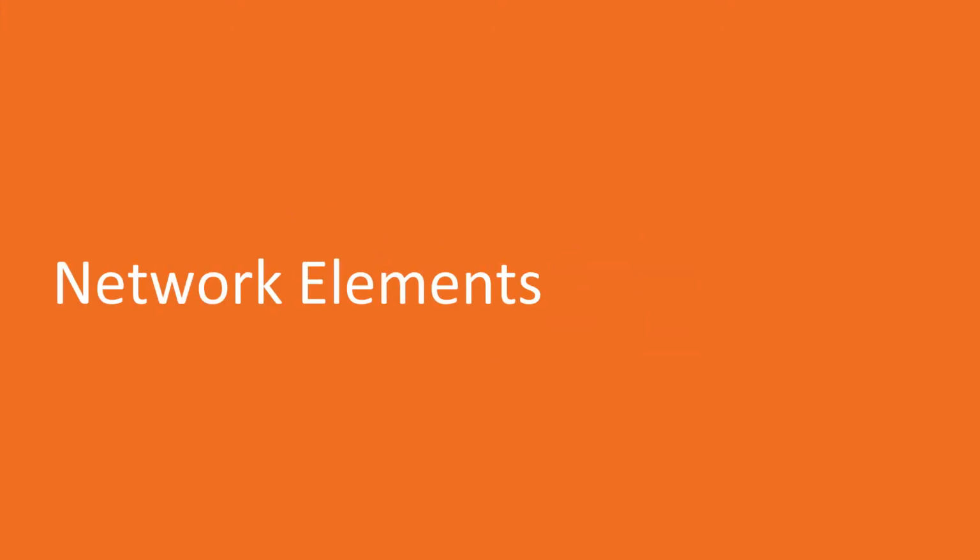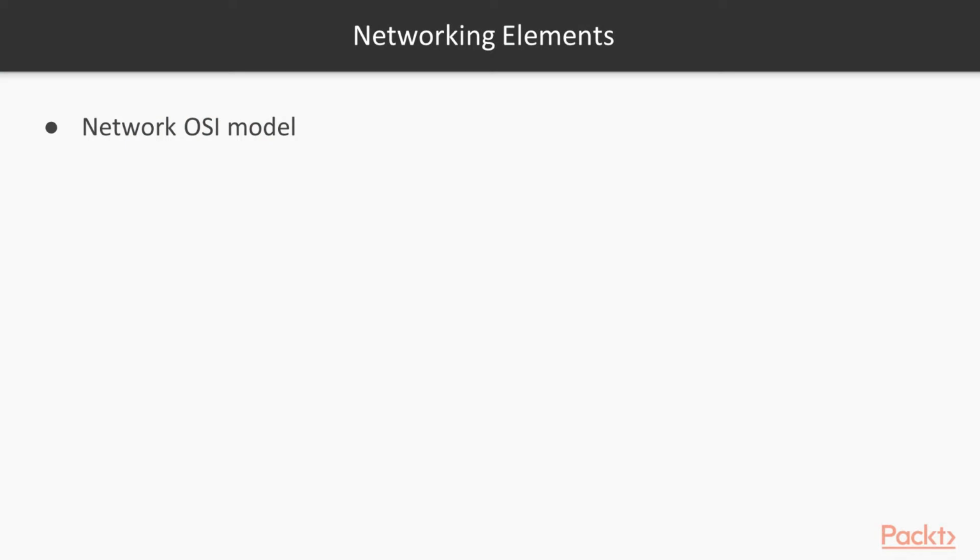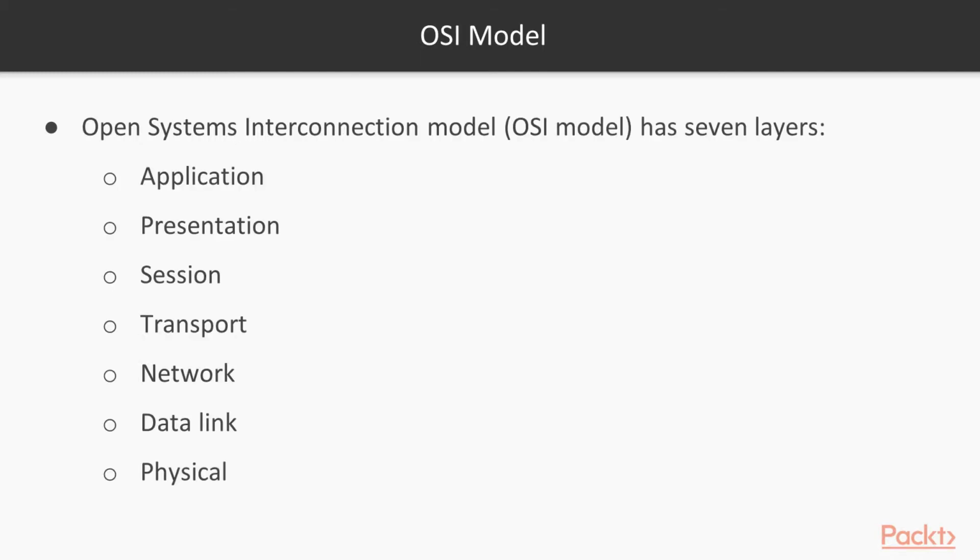Network elements. In the presentation, I will talk about the network OSI model and a little bit about how TCP/IP, which is the protocol of the internet, is reflected in the network OSI model. The OSI model says that there are 7 layers of the network: the physical, data link, network, transport, session, presentation, and application layers. And these layers depend on each other. Let's have a look at what these layers really are.